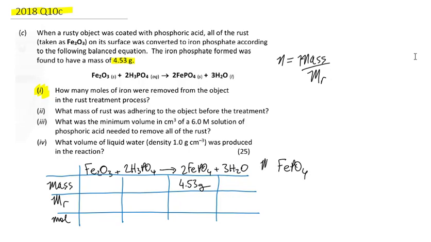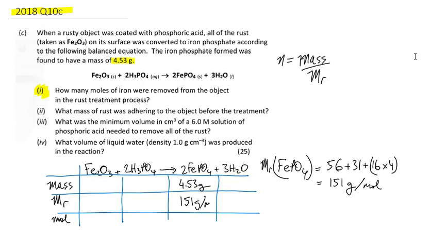Iron phosphate is FePO4, so we want to get the relative molecular mass of that. We add up the relative atomic masses of the atoms present in that molecule, and add them up. In a calculator we get 151 grams in 1 mole of this substance. So it's useful to say there's 151 grams per mole.